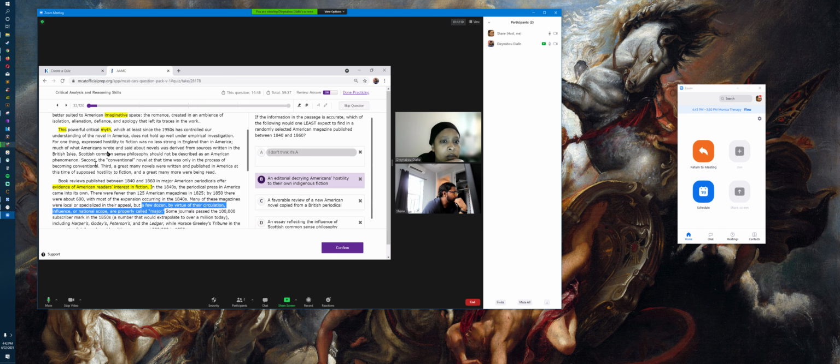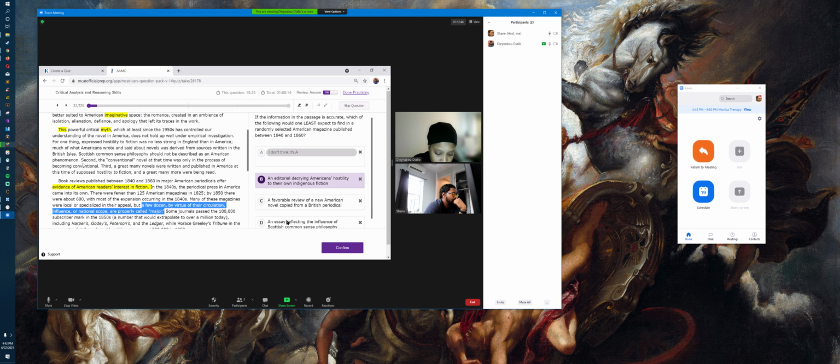Wait, much of what Americans wrote and said about novels was derived from sources written in the British Isles. That could talk about D. E or C? Conventional novel, okay, written and published at the time. A great many more were being read between 1840 and 1860. I'm going to stick to B.